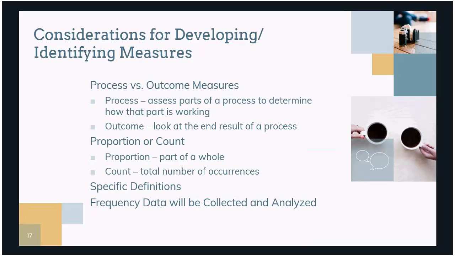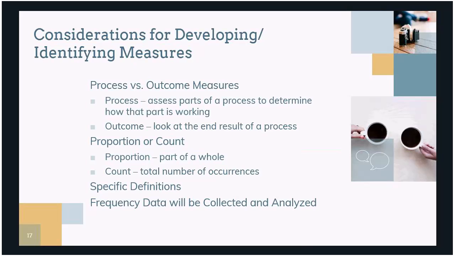So the process is looking at assessing the parts of a process to determine how that part is working. So an example of a process measure, if you're working on, say, breastfeeding, if you're looking at a proportion for a process, it would be maybe the percent of pregnant moms who were given information about feeding options. So you're documenting that that part of distribution is happening in your process. Or it could be a count, the number of feeding plan toolkits that were distributed. Those are things related to that process that you have in place.